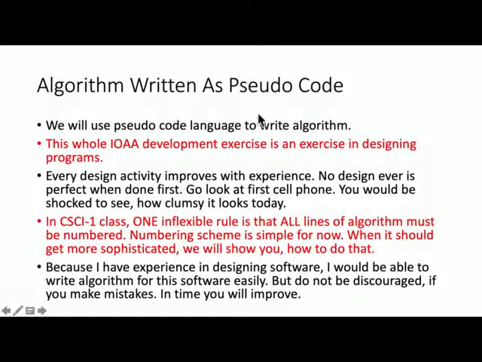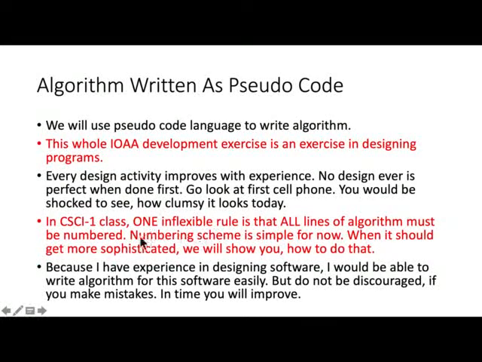We write algorithm as pseudocode. We will use pseudocode language to write algorithms. This whole I/O development exercise is an exercise in designing programs. Every design activity improves with experience. No design ever is perfect when done first. Go look at the first cell phone. You'll be shocked to see how clumsy it looks today.